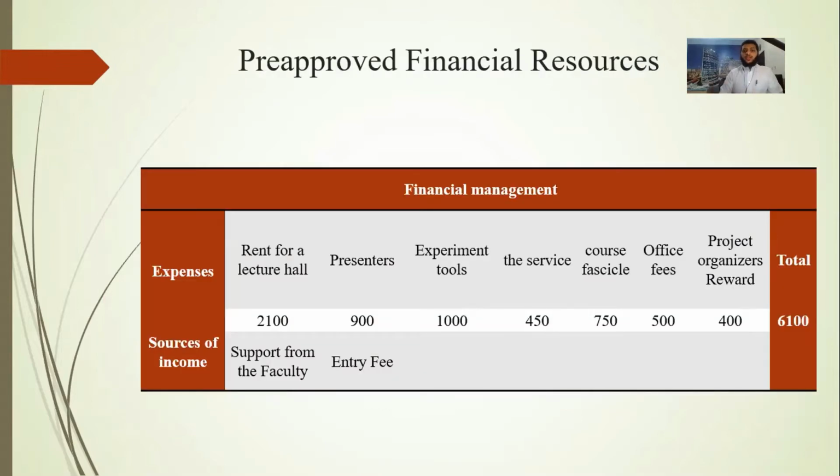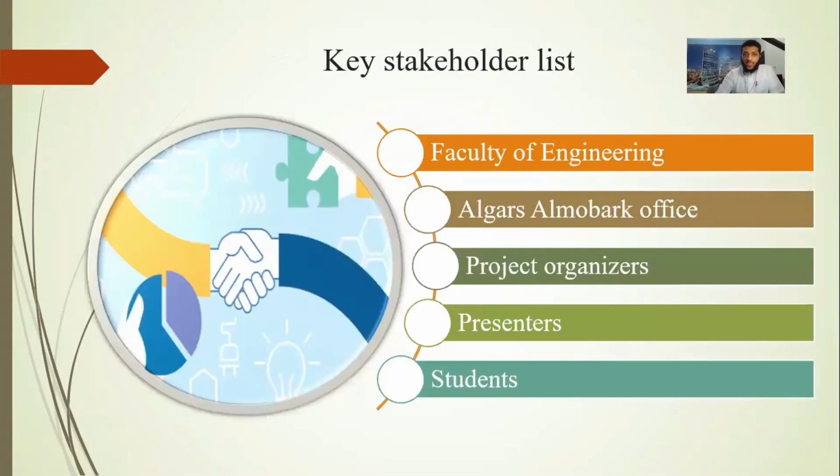Then going to the financial resources, the total financial resources for our project is 6,100, approximately. Going then to the stakeholders, those are the stakeholders for our project. We have mainly 5 stakeholders: Faculty of Engineering, Al Gharsa Mubarak office, the project organizers, the presenters, and finally the students.